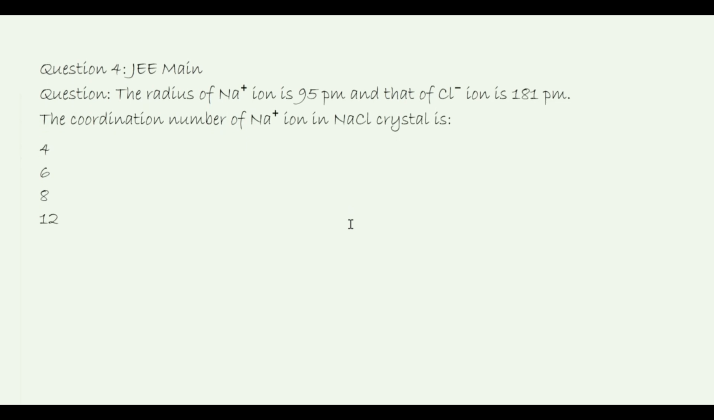Then this question: the radius of Na plus ion is 95 picometer and that of Cl minus ion is 181 picometer. What is the coordination number of Na plus ion in NaCl crystal? So the radius ratio becomes r plus divided by r minus, right? So 95, both are in the same units, please be careful with that, by 181. So the radius ratio becomes 0.525.